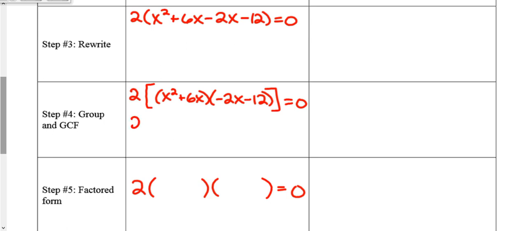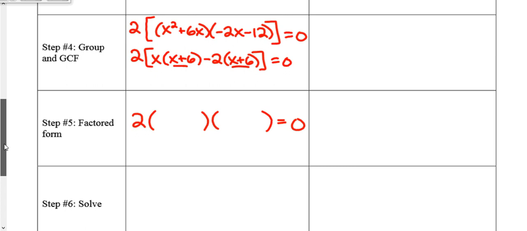So we have the 2 on the outside. Greatest common factor in the first set of parentheses is x. That leaves us with x plus 6. Greatest common factor in the second set of parentheses is negative 2. If I divide that, it gives us x plus 6. I know I did this right because the 2 parentheses are the same. And when the 2 parentheses are the same, that is one of our factors.